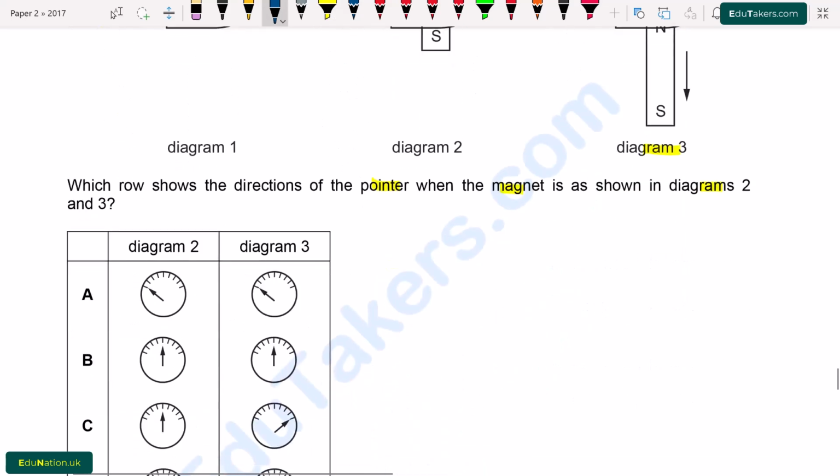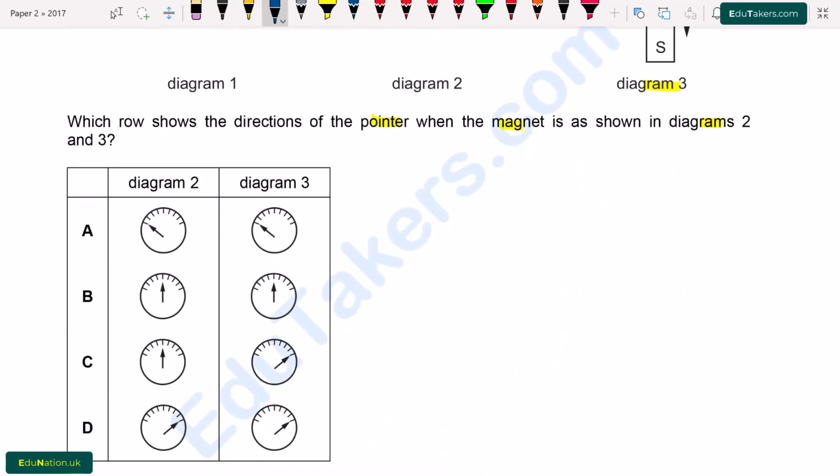Now we see the options. Option A, here diagram 2 and 3, both of these are incorrect. B, the needle of diagram 2 is straight, and also the needle in diagram 3 is straight at 0. This is also incorrect. In option C, this is the correct representation of the needles of the galvanometer according to diagram 2 and 3. So option C is correct from here.